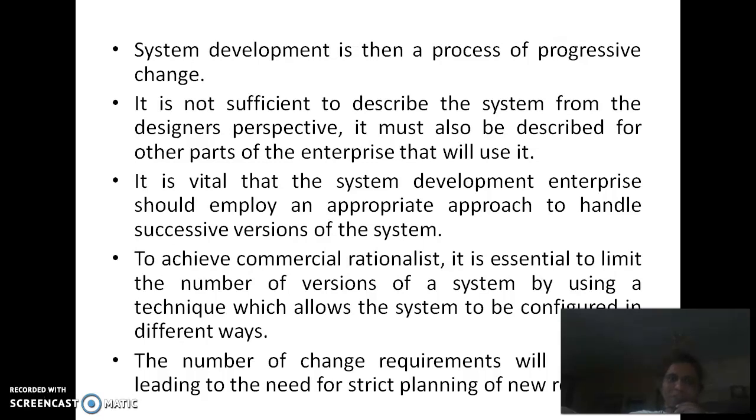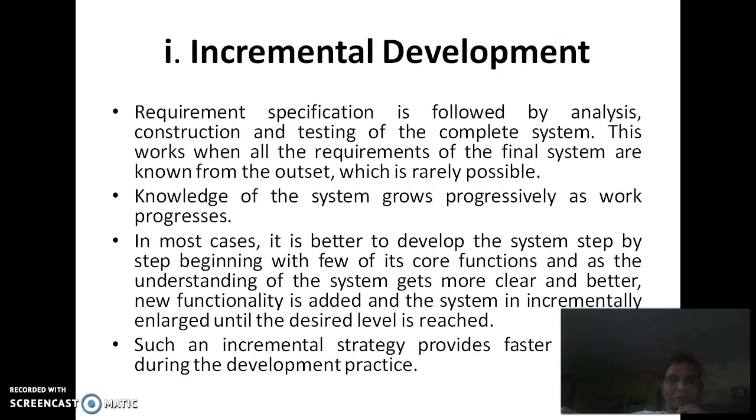It is not sufficient to describe the system from the designer's perspective. It must also be described for other parts of the enterprise that will use it. So it is vital that the system development enterprise should employ an appropriate approach to handle successive versions of the software. To achieve commercial rationalization, it is essential to limit the number of versions of a system by using a technique which allows the system to be configured in different ways. The number of change requirements will increase, leading to the need for strict planning of new releases.